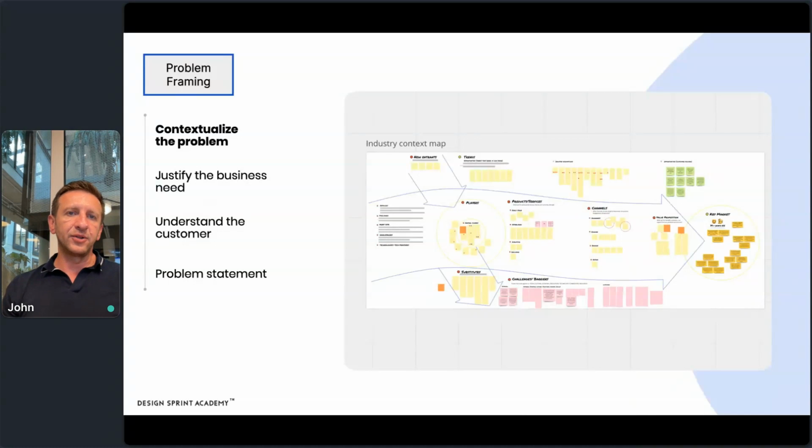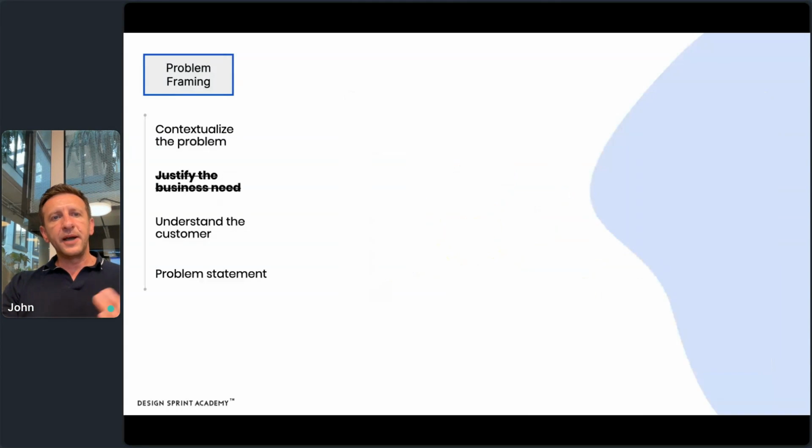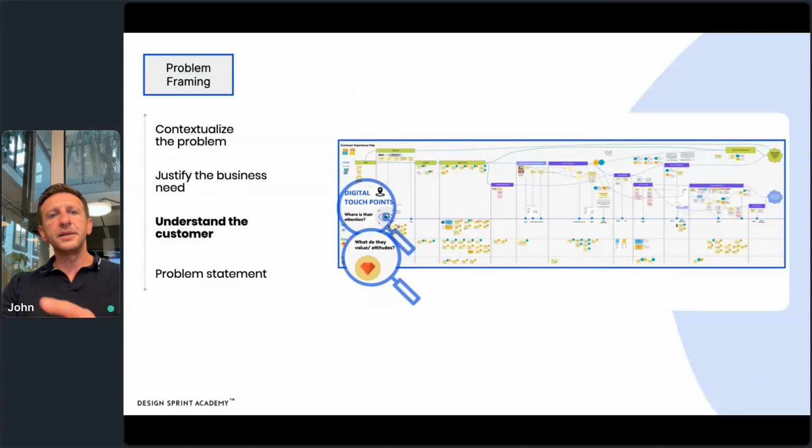Here we used a tool we like, the industry context map, where they could look at all of their products, their value propositions, the different audiences, current challenges, technology trends, competition. All of these things to understand the context. Justifying the business need is not something we did in this workshop because it was quite clear why they wanted to do it. But what was more important, because they wanted to come up with opportunities, was understanding the customer.